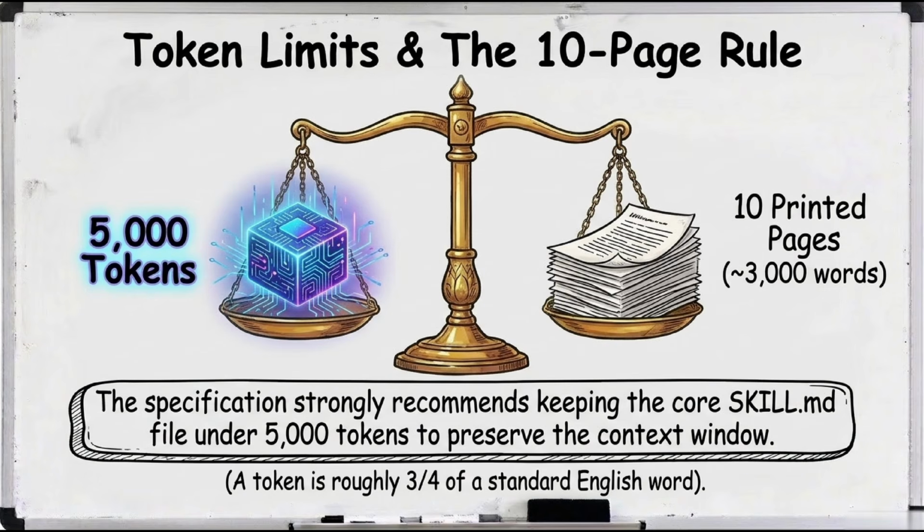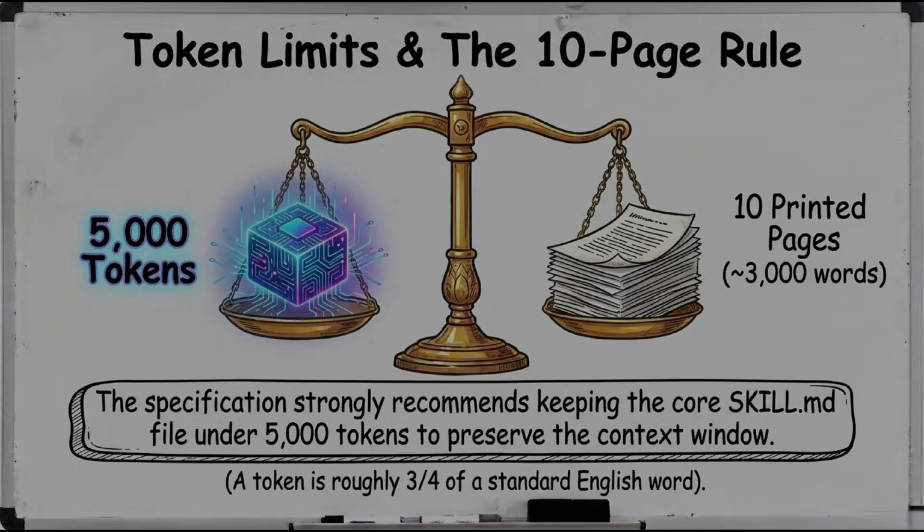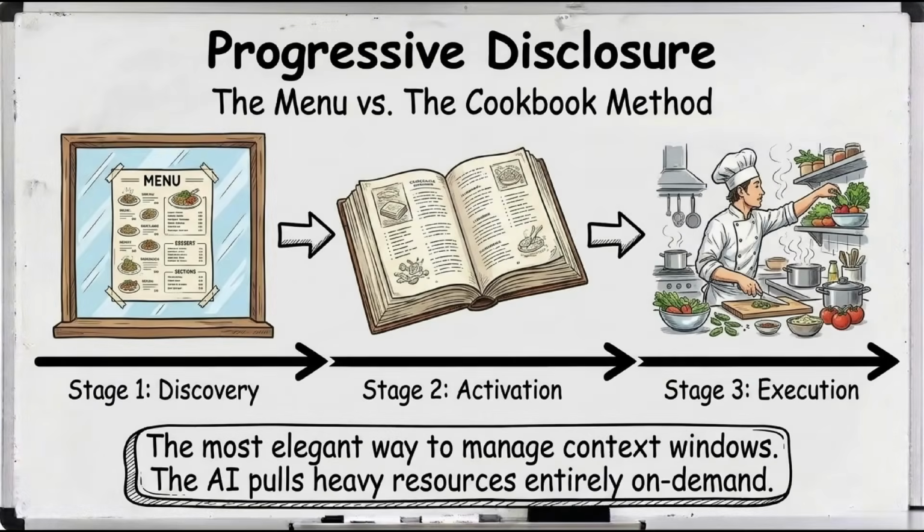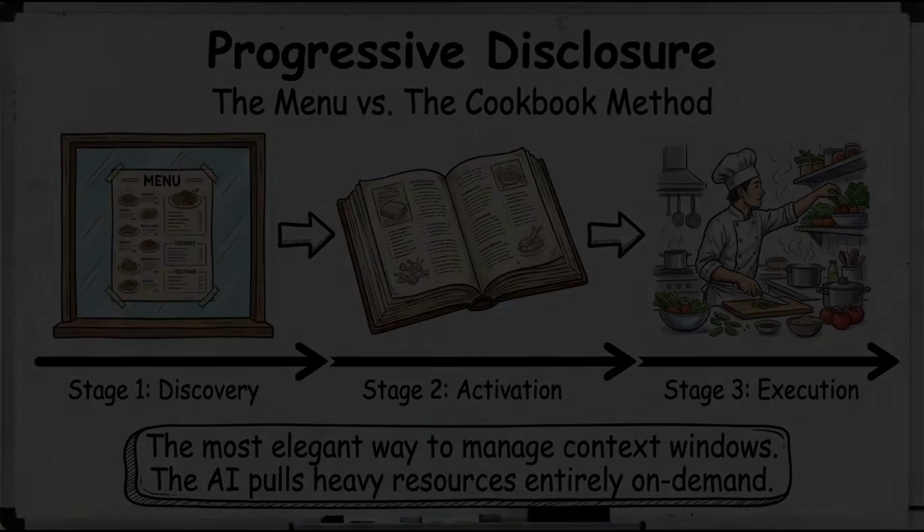Even if it's only 10 pages, if the AI has 50 of these folders available, it's going to get totally overwhelmed. Definitely. This is where the core architectural magic of agent skills comes into play. It's a concept called progressive disclosure, and I really like to think of this as the restaurant menu versus the cookbook method. It is, without a doubt, the most elegant way to manage context windows I've ever seen in a framework like this. Let's break down how this works in 3 stages.